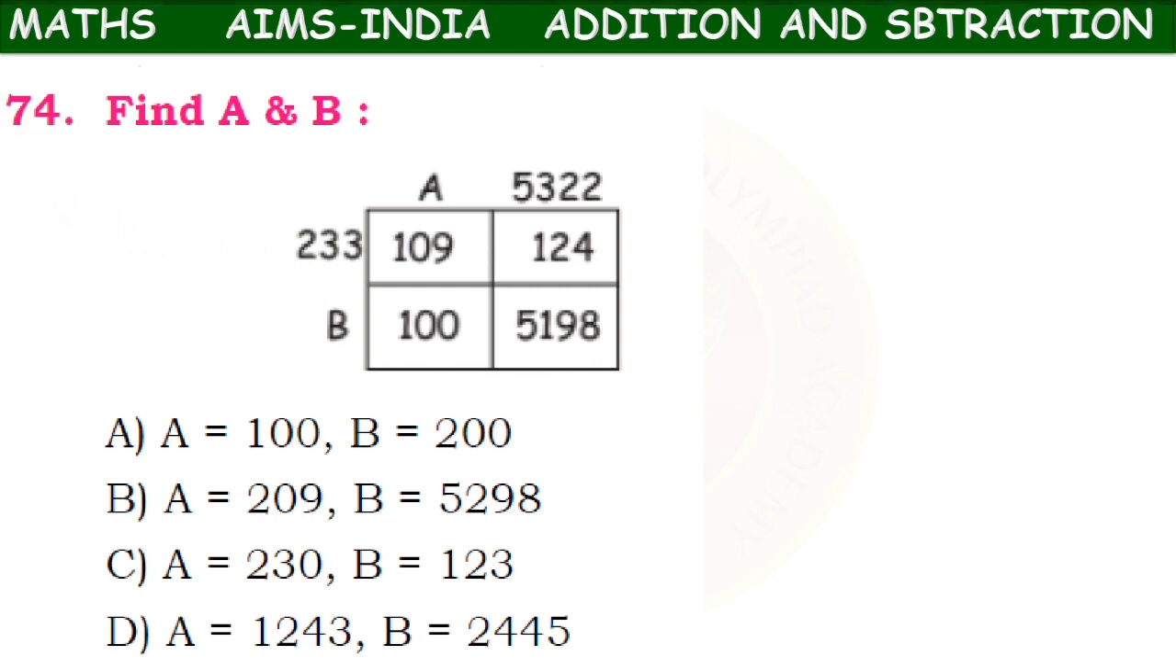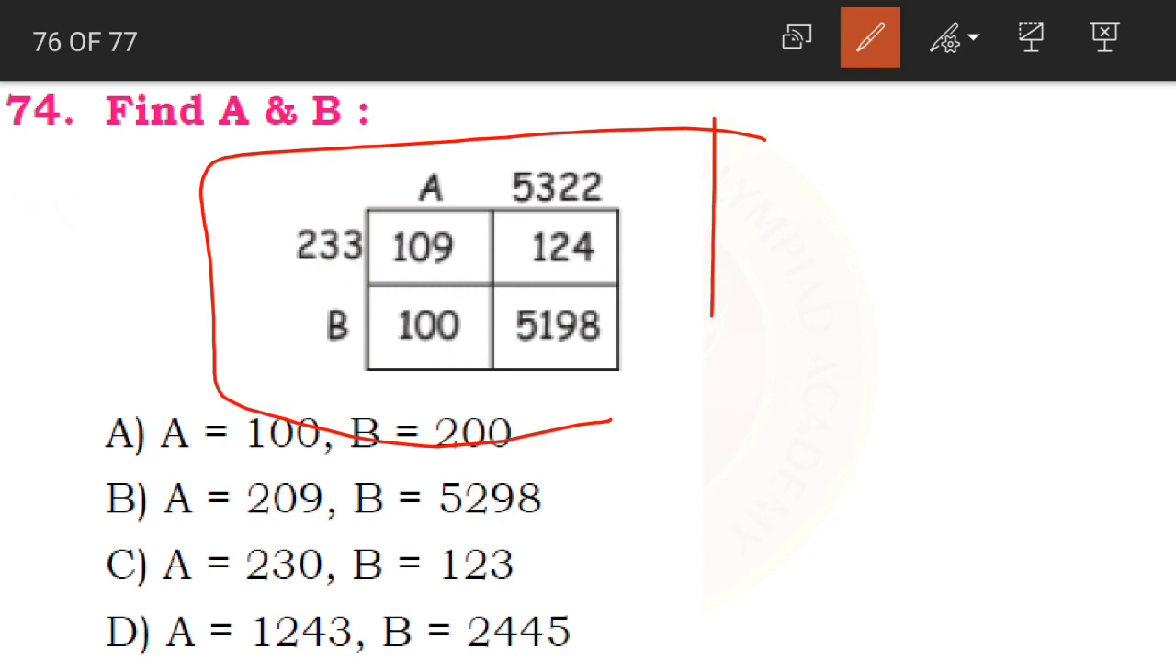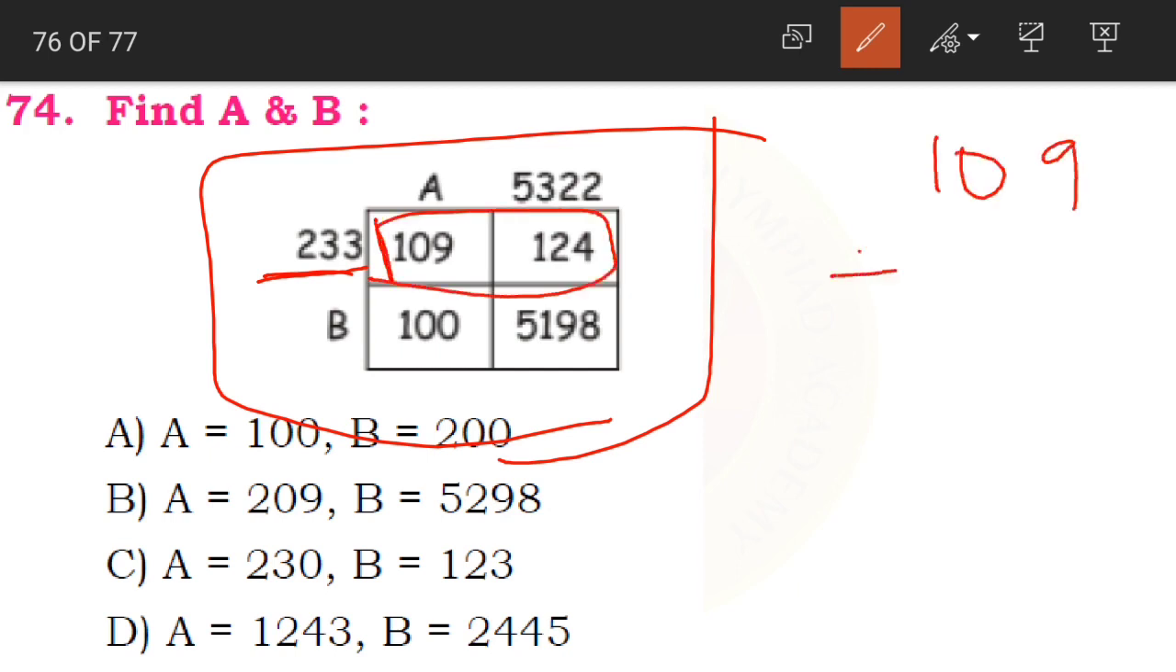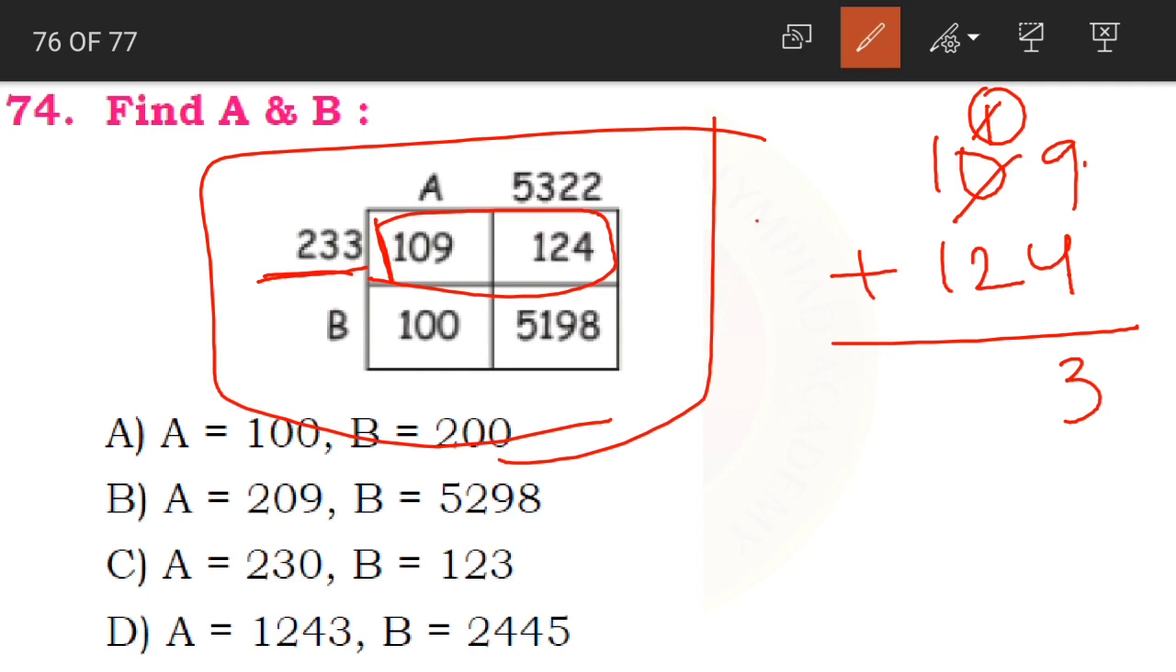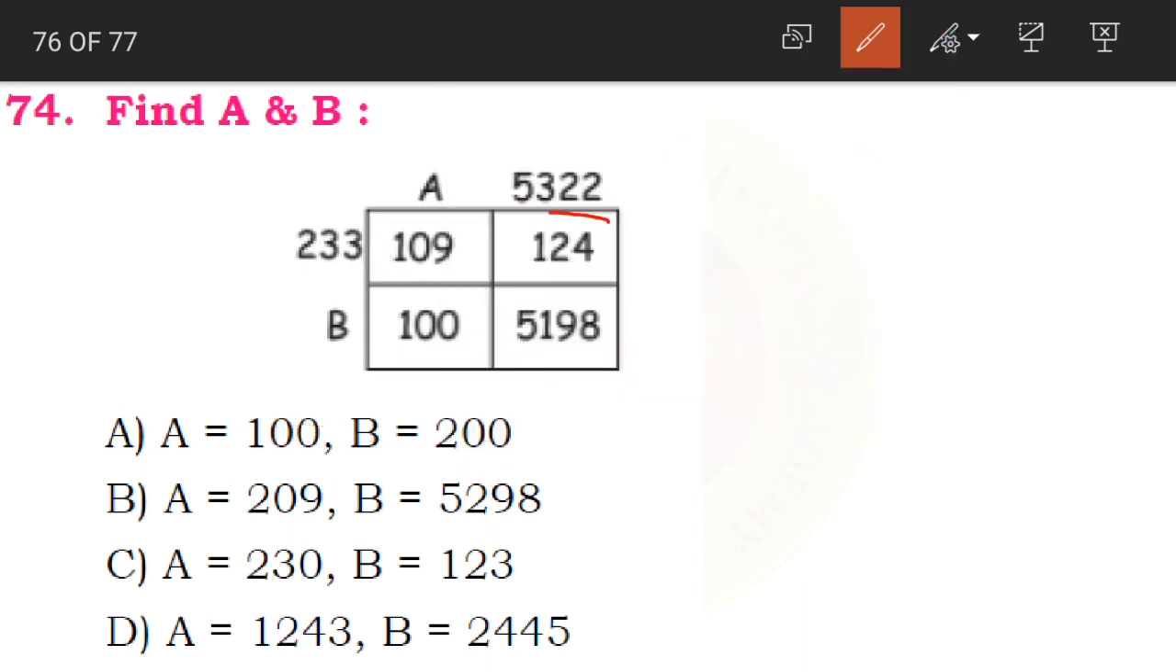Find question number 74. Find A and B. If you look at the table here carefully, see here it is written as 233. What is the 233? It is the sum of these two numbers, 109 plus 124. 9 plus 4, 13. 3 here 1 carried. 1 plus 0, 1. 1 plus 2, 3. 1 plus 1, 2. Yes. So when we add these two numbers, we get 233. In the same way, when we add these two numbers, we'll get this.